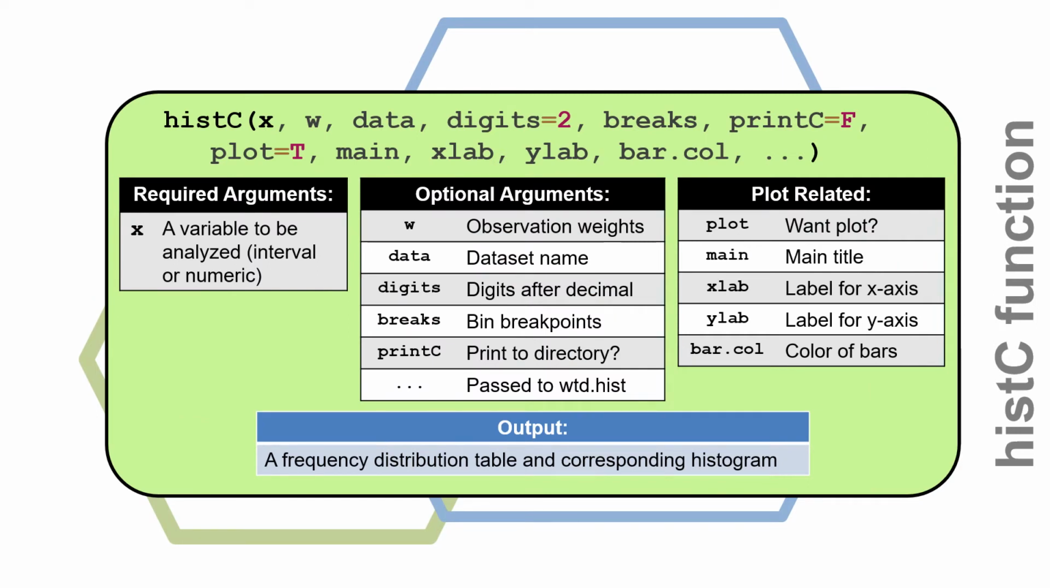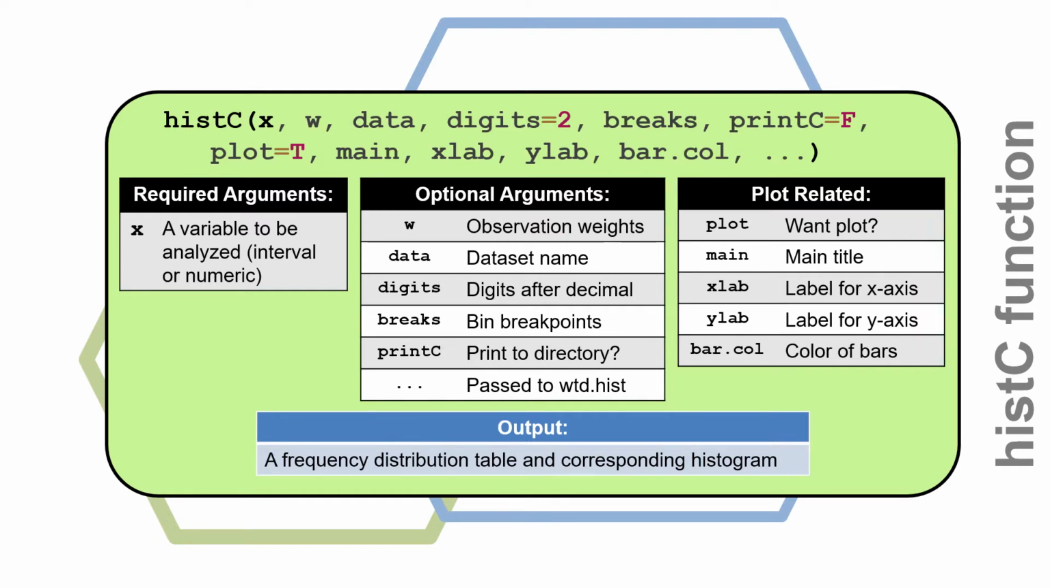It's easy to generate histograms with the histC function. The one required argument x is set equal to a variable to be analyzed. The variable you want to analyze should be interval level. If the variable is nominal or ordinal level, you want to use the freqC function to create a bar chart instead.